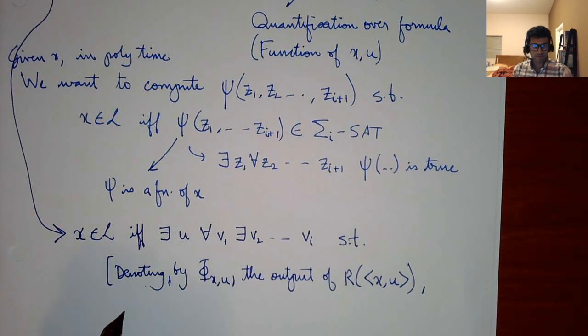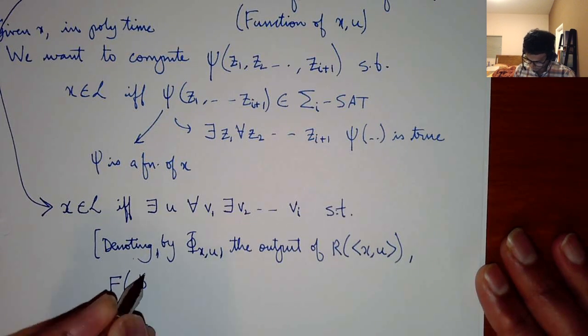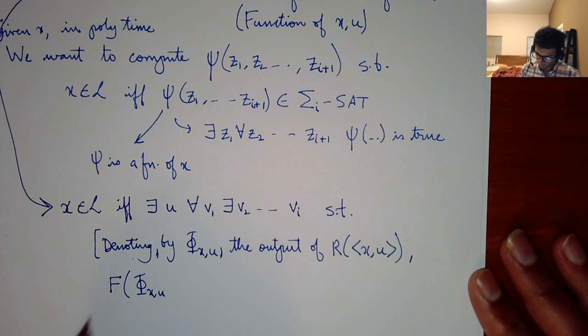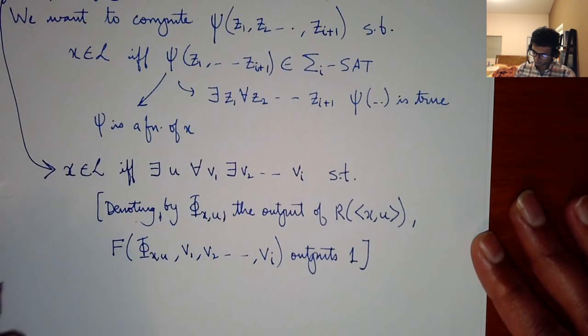I'm going to write some stuff down and then I'll explain what I mean. F of x, u1, v1, v2 up to vi outputs 1. So what is f?